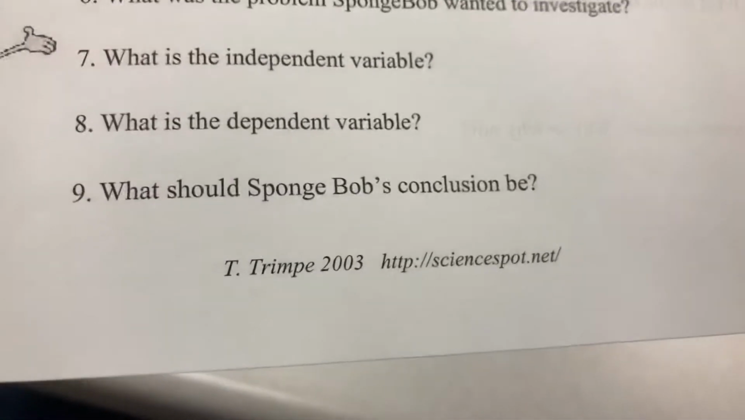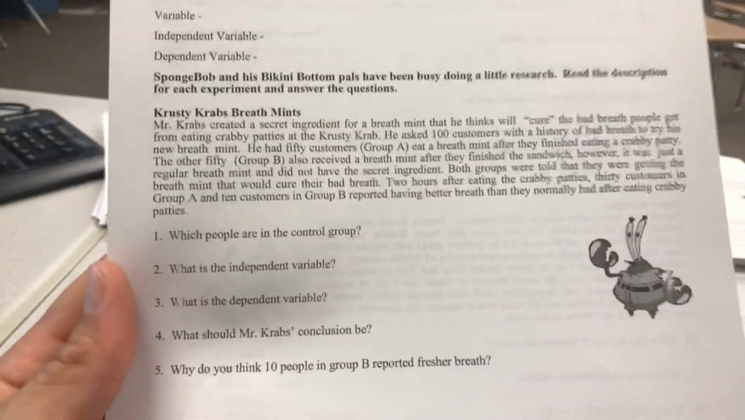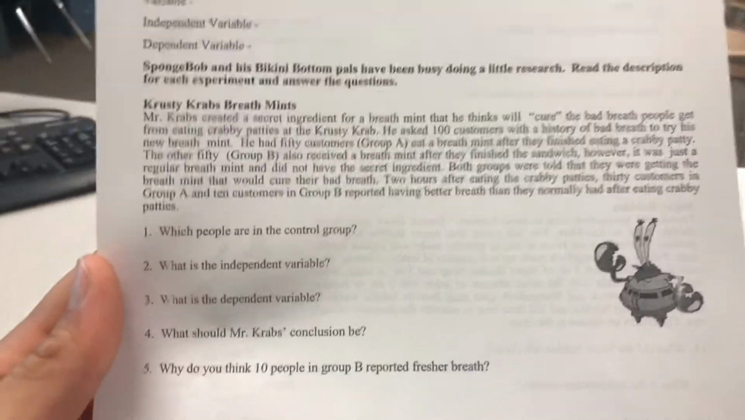Hey people, I just wanted to make a real quick video explaining the SpongeBob homework that you got in class today. The whole focus of today was identifying variables when you see an experiment, being able to pick out the independent, the dependent, and the controlled variables. On this sheet that you got that dealt with SpongeBob from sciencespot.net, I want to walk through these real quick if you're struggling with this, because it just takes some time.